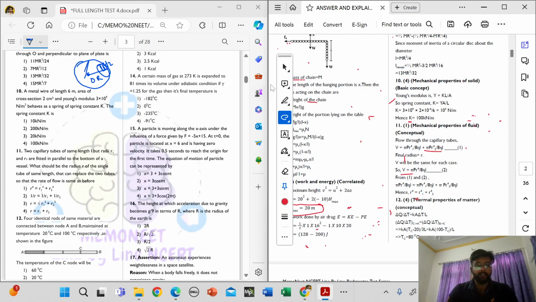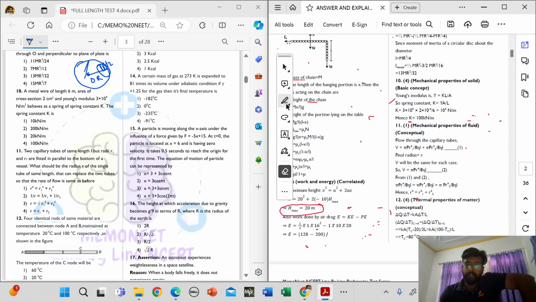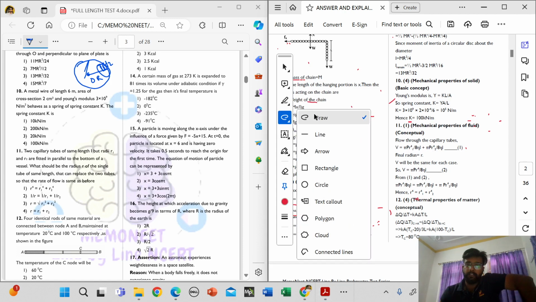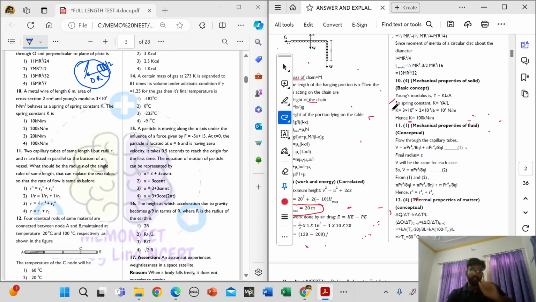Two capillary tubes of same length L, but radii R1 and R2 are fitted parallel to the bottom of a vessel. What should be the radius R of a single tube of the same length that can replace the two tubes so that the rate of flow is the same? So this is from the fluid chapter, and this is a very simple question. Actually, it is conceptual, and we have to remember the formula for this question.